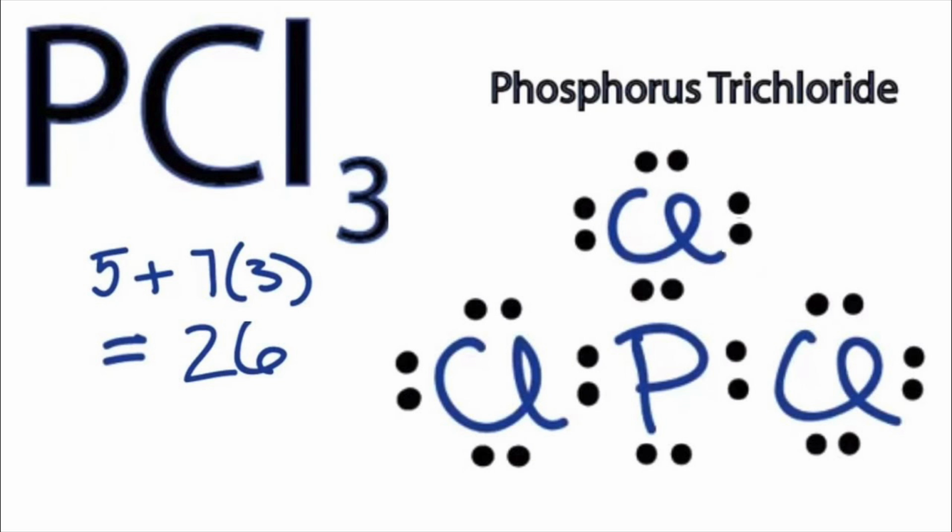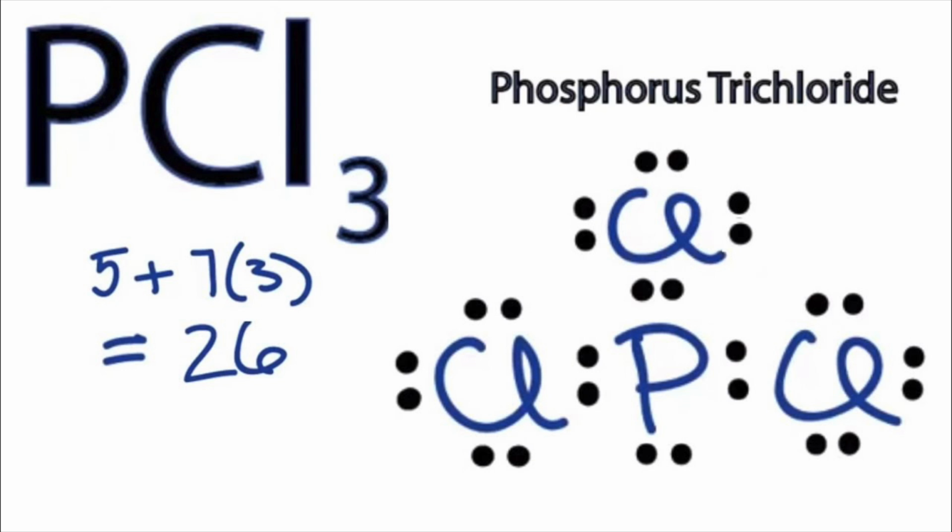In addition, this is a covalent bond as phosphorus needs 3 more valence electrons for stability and as chlorine needs 1 more valence electron. The phosphorus shares one bonding pair with each of the 3 chlorine atoms, giving each chlorine atom and the phosphorus atom 8 valence electrons.